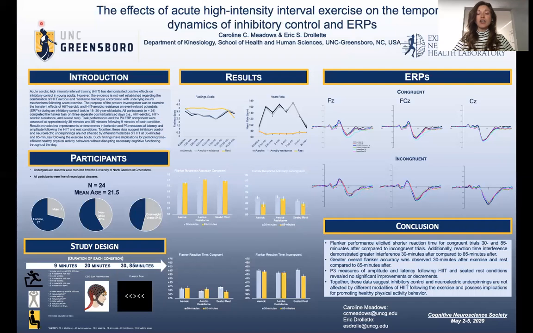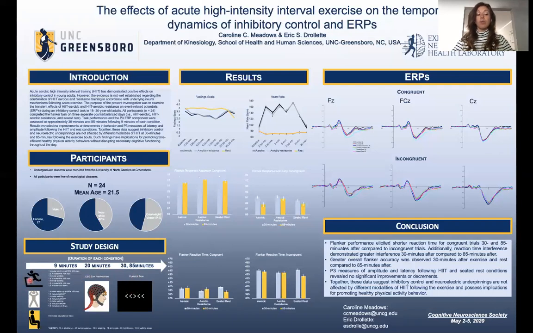So for the study, we had 24 participants, young adults between the ages of 18 and 30, and each participant completed 3 days of testing, so 9 minutes of the protocol, followed by 20 minutes of EEG cap preparation, and then 30 and 85 minutes following exercise and rest. They completed our inhibitory control task, which was the flanker task.